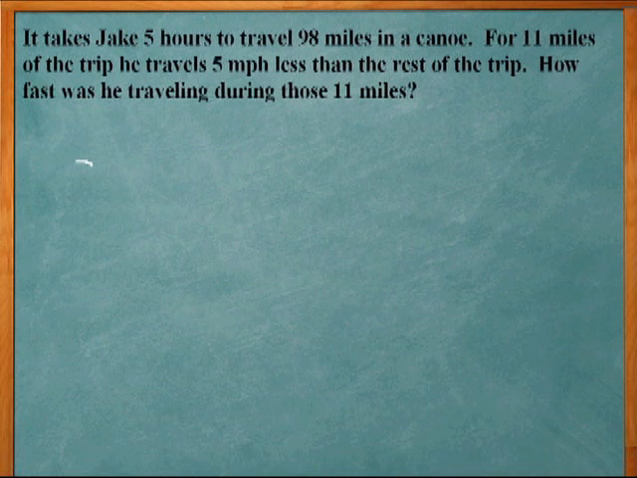Now, with uniform motion, we know that distance is equal to our rate times time. D equals RT. Now, if we rearrange it, we get T equal to distance over rate. So during this trip, he travels at 2 different speeds. We see in this problem, there's 2 parts of the trip. There's 11 miles that he travels 5 miles per hour less, and the remaining, which is 87 miles, he goes at basically his regular speed.